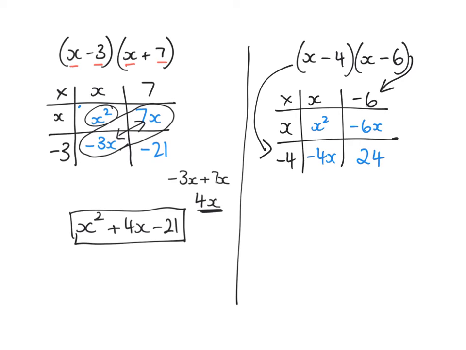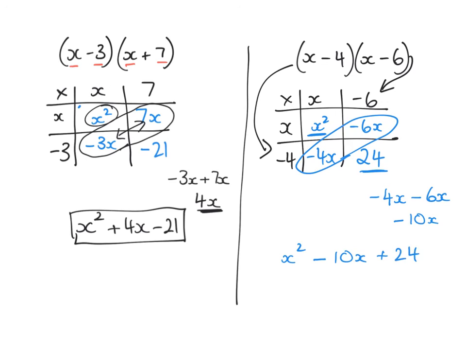Now we just need to think about how to put these together. So we start with which ones can we put together? These 2 here. And be careful with your negatives. -4x subtract 6x. What's that? So I'm at -4 and I'm taking off another 6. -10x. So we've got x squared subtract 10x. And remember, the x squared just comes from the bits that are left. The x squared and the 24 plus 24.